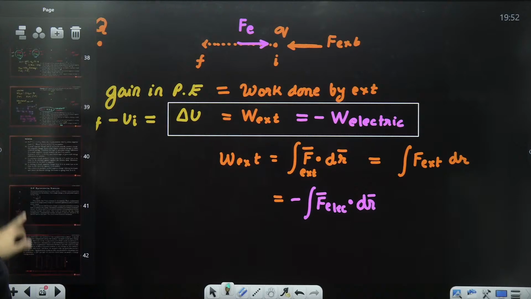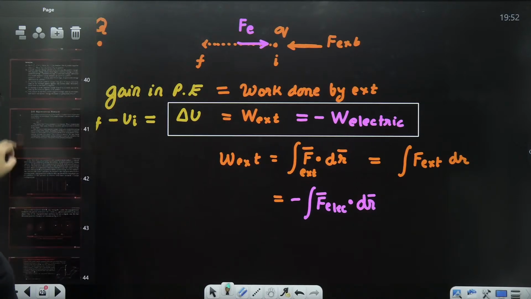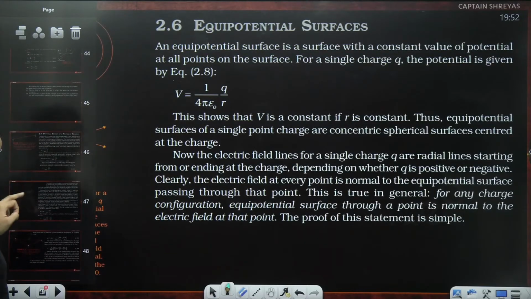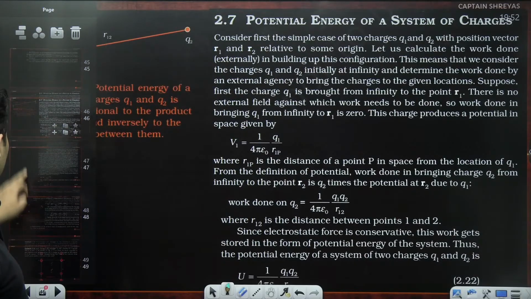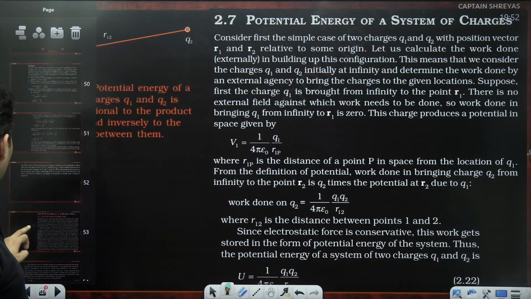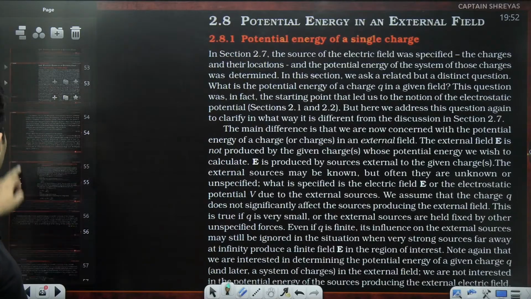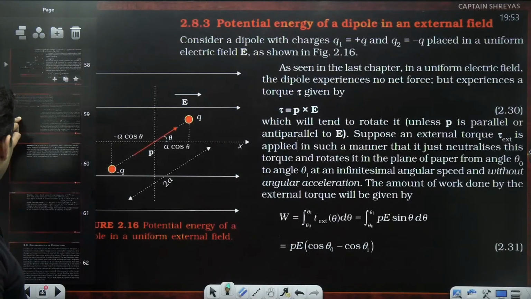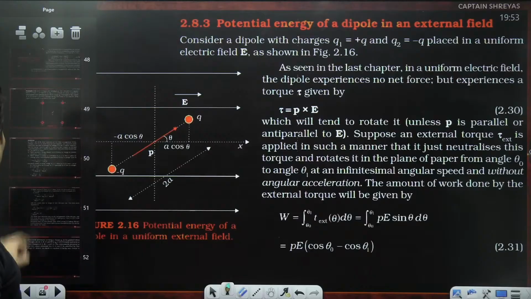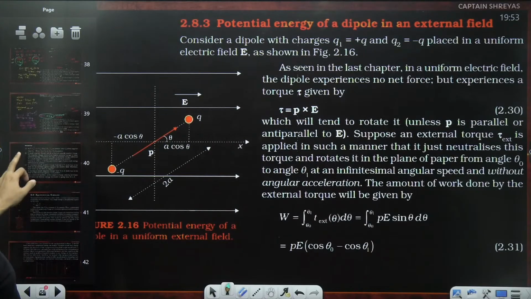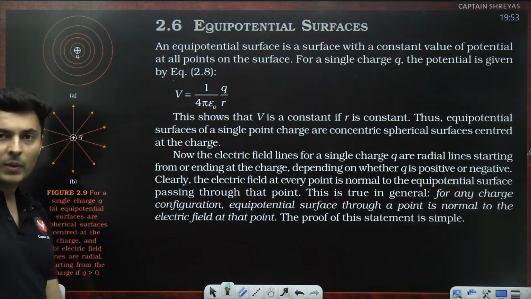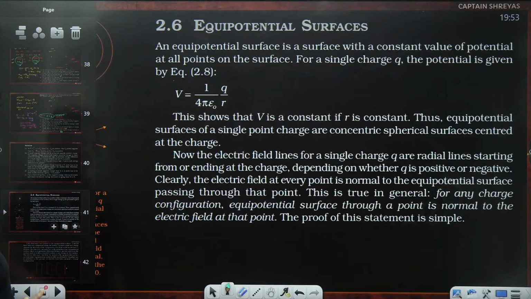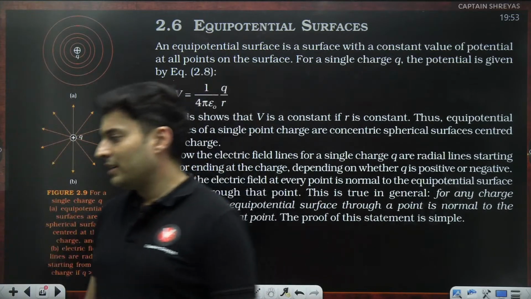Moving ahead now. So this is done. Now let's go to equipotential surfaces and the relationship between the potentials and the fields, and potential energy of a system of charges, and all these concepts, and potential energy in an external field of a dipole. All these things we have to complete as much as possible today. I'm not sure whether we'll be able to complete the chapter today, but we'll try to do as much as possible. Okay, let's do it, guys. The next concept: Equipotential surfaces, 2.6. Full of josh, full of energy, everyone?